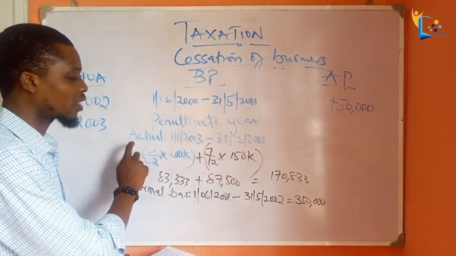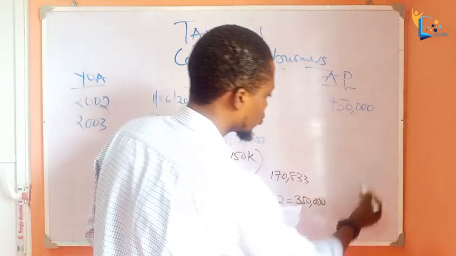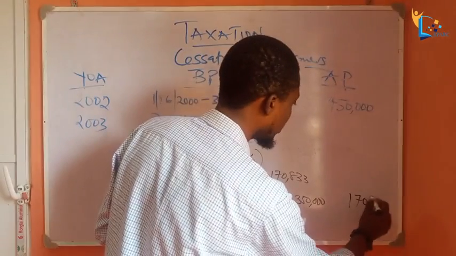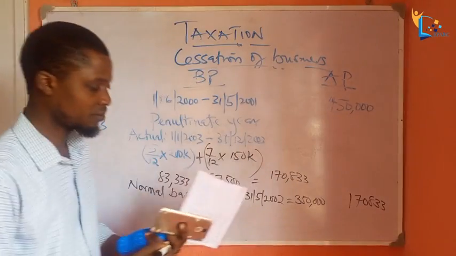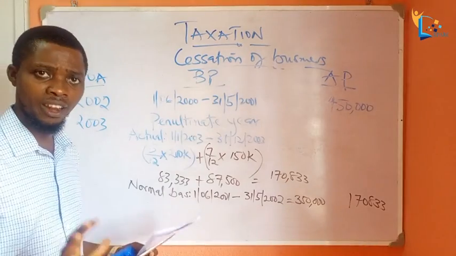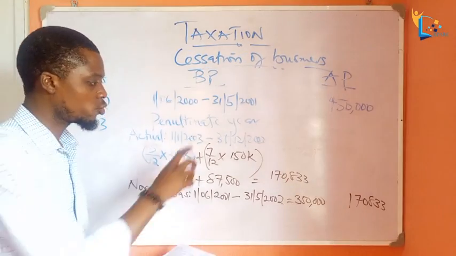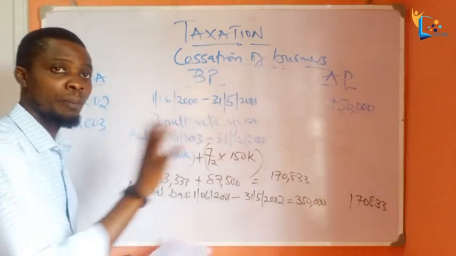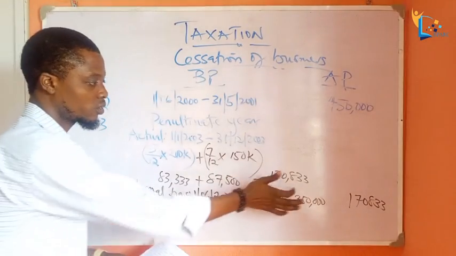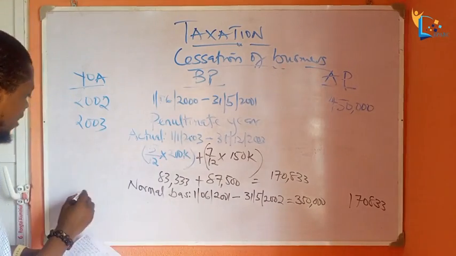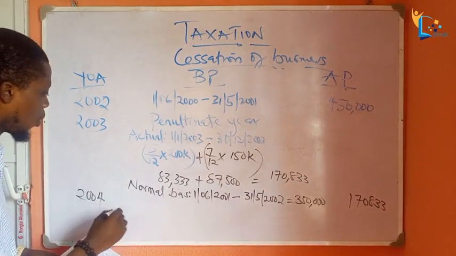170,833 is higher. So the actual basis is higher. So push it down here. 170,833. Okay? Hello, are we together? Remember the rule. You choose the assessments that will produce the higher profits and the higher tax, which is this one. Then lastly, we have 2004, which is our ultimate year.